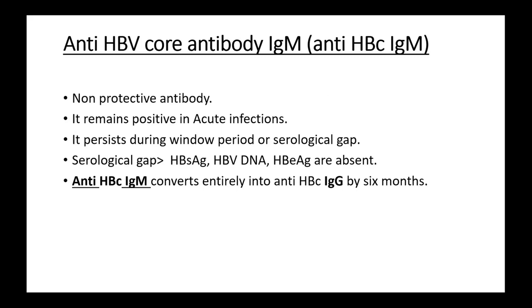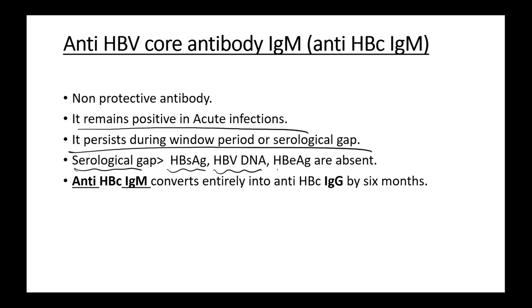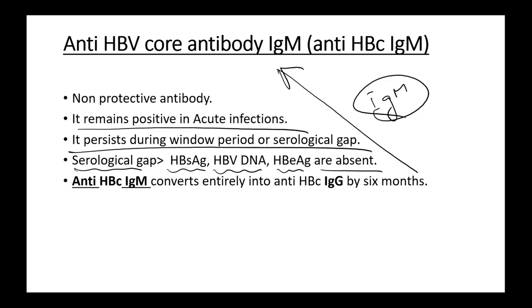Hepatitis B core antibody IgM remains positive in acute infection. It persists during the window period or serological gap. What is the serological gap? When hepatitis B surface antigen, hepatitis B virus DNA, and hepatitis B E antigen are absent, at that time you can check hepatitis B core antibody IgM, which will be positive. This is called the window period, in which everything will be absent, only hepatitis B core antibody IgM will be positive.